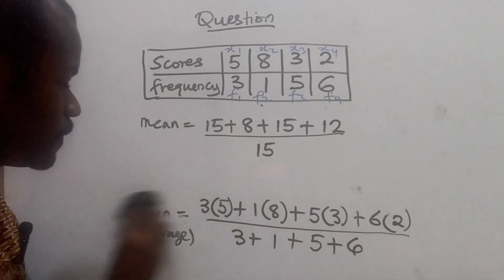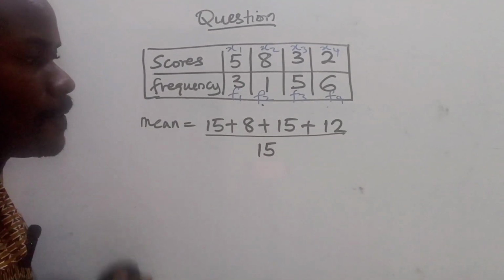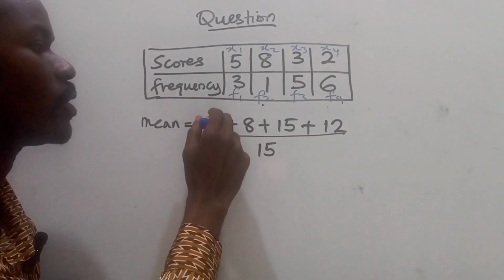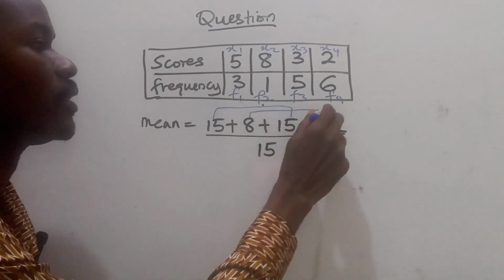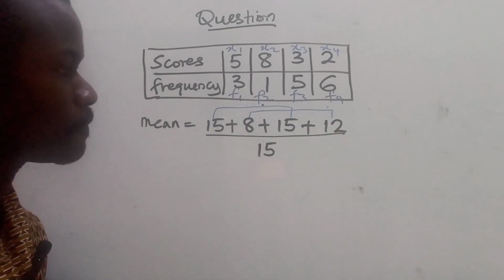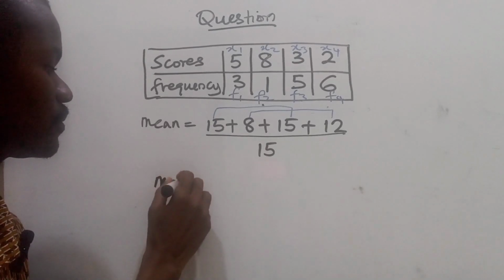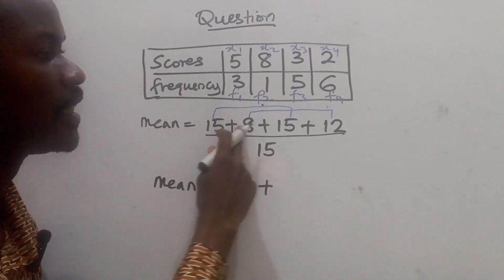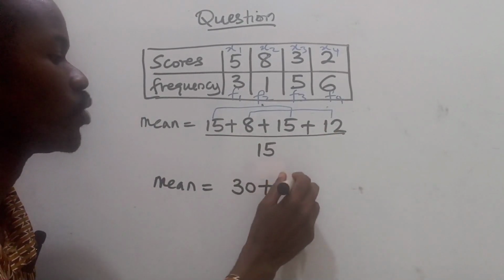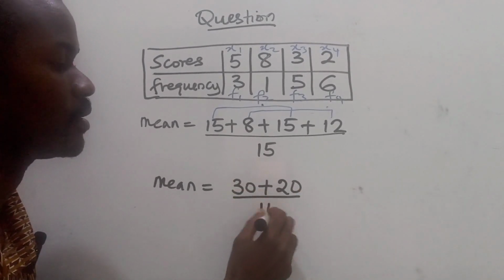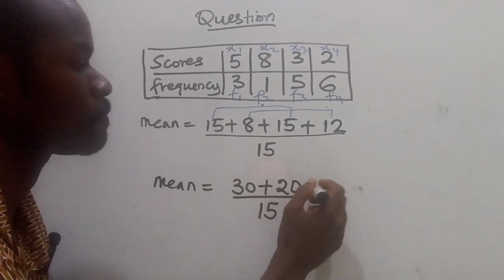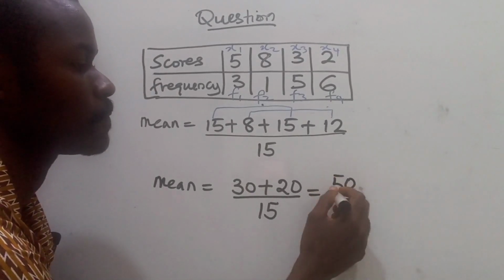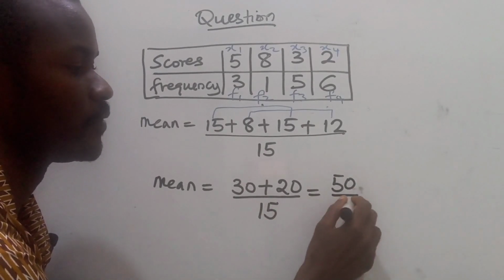Alright, so from this, let's see what we have. To make it simpler, I'm going to add these two and I'm going to add these two. So 15 plus 15, I know is 30, it's easier for me to add. And 8 plus 12 is 20, which is also easier for me to add. So all that divided by 15. So 30 plus 20, I know is 50, divided by 15.